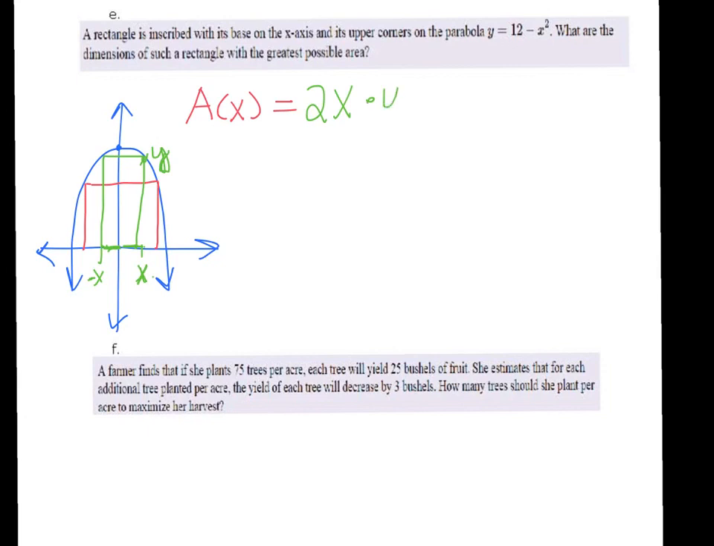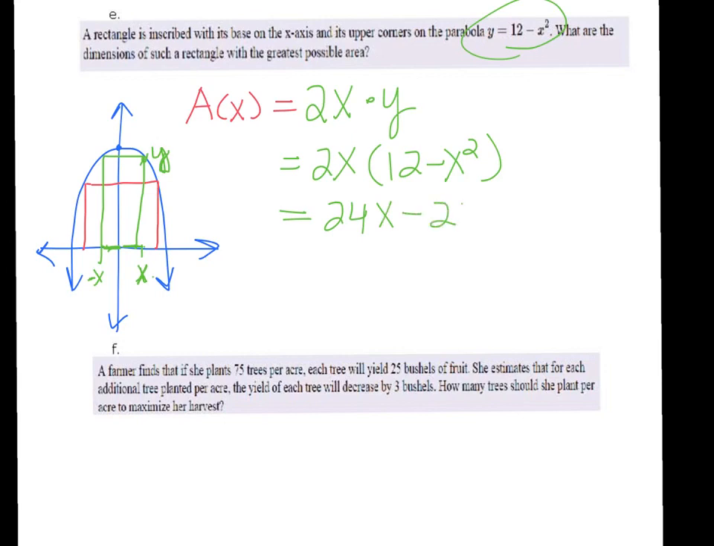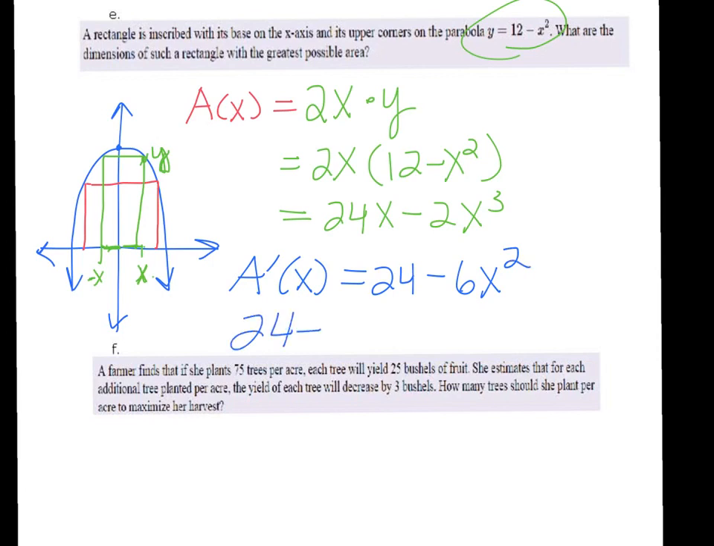So 2x times y. But we don't want to have multiple variables in our function, so we're going to replace y with the given function, which is 12 minus x squared. Multiply that out and we get 24x minus 2x cubed. We can take the derivative of that, which equals 24 minus 6x squared. Set it equal to 0, and we will get that x is equal to 2.